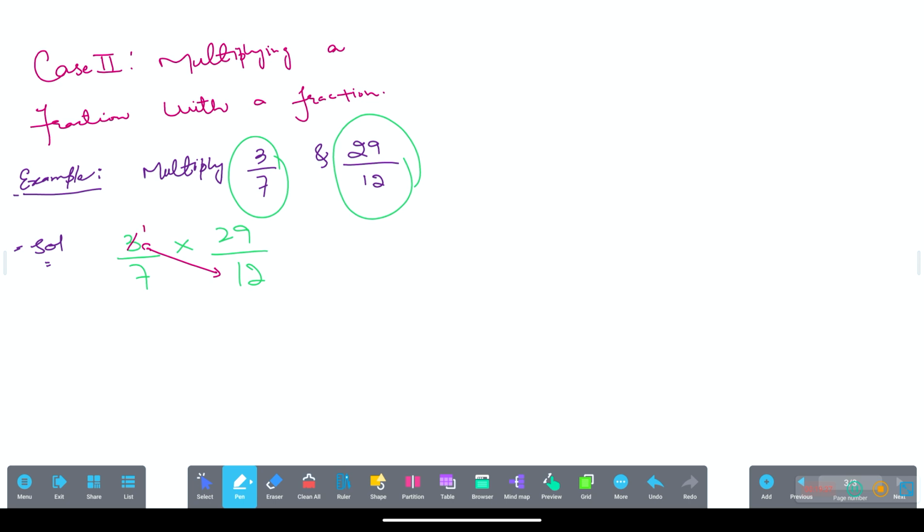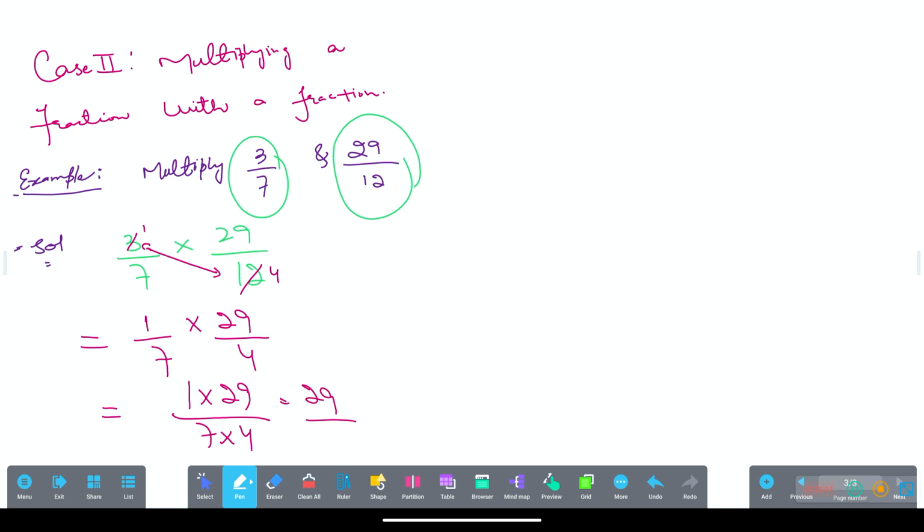How? 3 1 are 3, 3 4 are 12. Now after doing cancellation, you write them back. What is left here? It is 1 by 7 into, and what's left here? It is 29 by 4. Now cancellation we have done. Now how to multiply? Numerator with numerator, 1 into 29 divided by 7 into 4. Now 29 1 are 29 divided by 7 4 are 28. So it is 29 by 28 is the final answer. But remember, you can convert this into a mixed fraction. Why? Because it is an improper fraction.